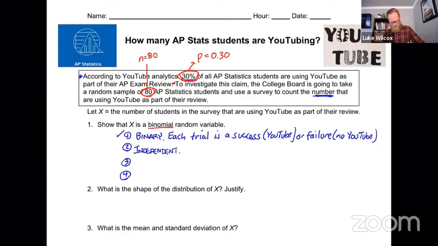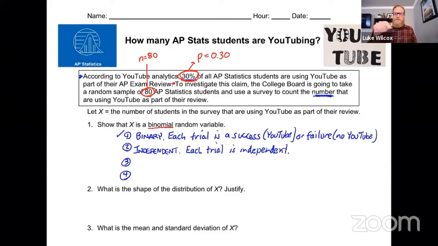So we're going to say here, each trial is independent. Now, there's a couple of things that we need to consider in terms of independence. The first of which is that we do have a random sample here, which is going to ensure that the results of one student are not going to impact what the next student might say, because it's just a random sample of 80 stat students from around the country. So that's good. The random sample ensures our independence. But there is one other thing that we need to consider when it comes to independence, and it's the fact that here we are sampling without replacement.